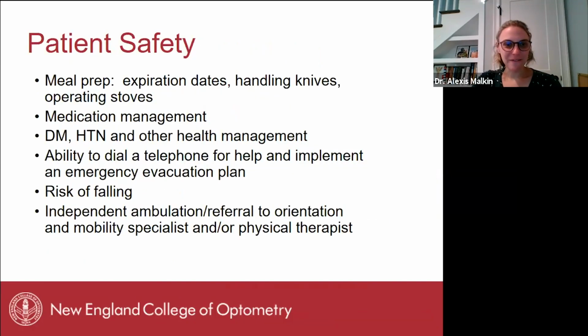Don't forget about patient safety. We talked a bit about asking about medication management. Does the patient have an emergency plan? What is their fall risk? Do you need to have a mobility specialist or physical therapist involved in the care of the patient as well?